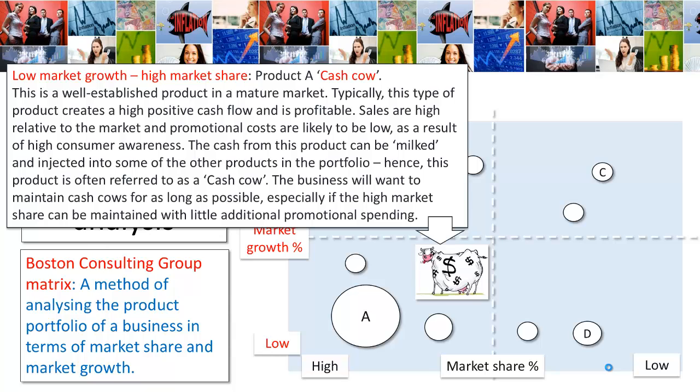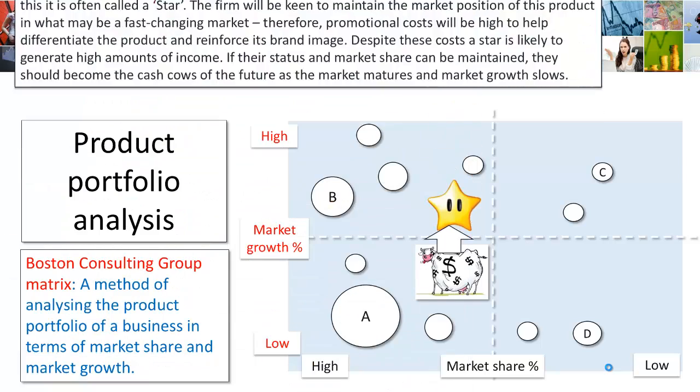Now the cash from this product can be milked, so the cash flow from the product can be used to inject into other products in the portfolio to try and grow those, maybe by product development or better promotional strategies. So this quadrant is often referred to as a cash cow. Now the business will want to maintain cash cows for as long as possible, especially if that high market share can be maintained with little additional promotional spending, i.e. the business is not spending too much on the promotion of the product.